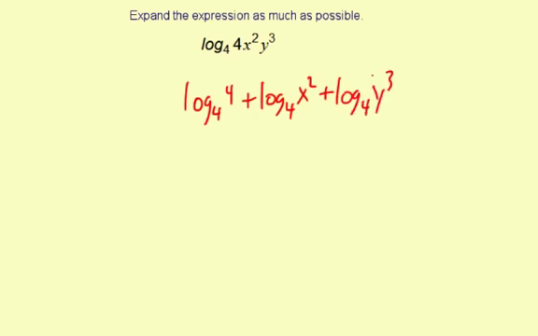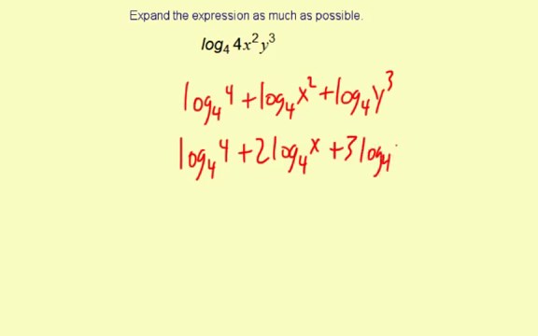Now the second step is to bring down the exponents. So it's going to be log base 4 of 4 plus 2 log base 4 of x plus 3 log base 4 of y.